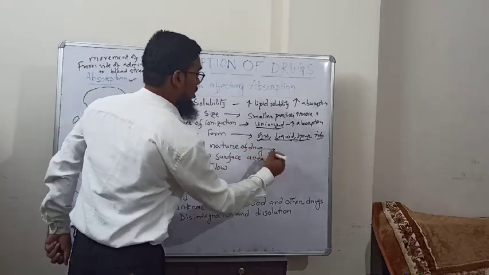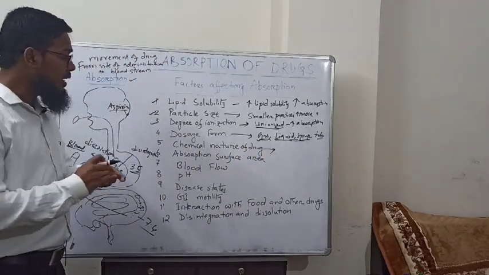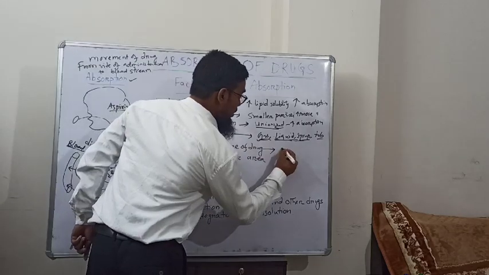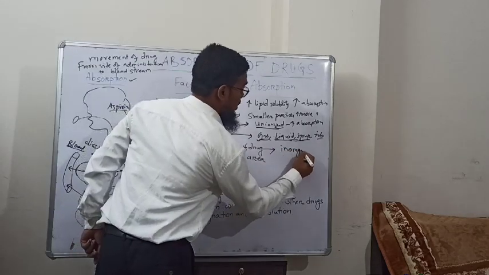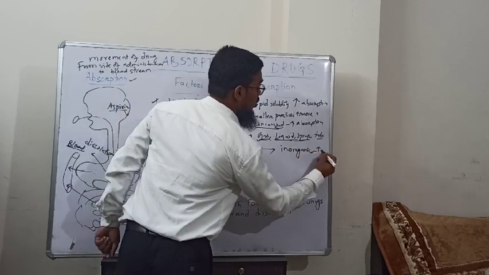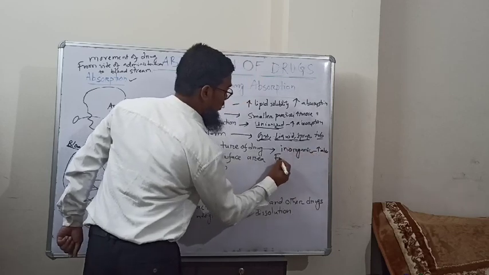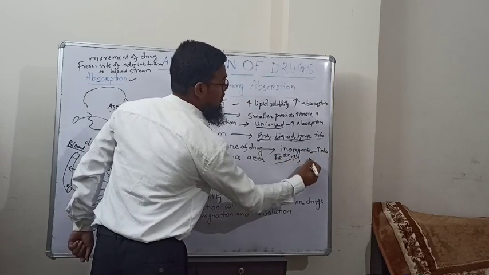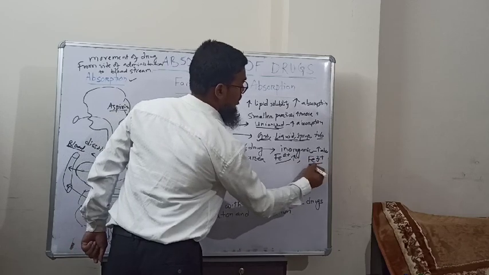Chemical nature of the drug. Chemical nature of the drug is very important. Some drugs, if they remain in inorganic form, inorganic drugs are absorbed more. For example, the ferrous form of iron is absorbed more than the ferric form, the organic form.